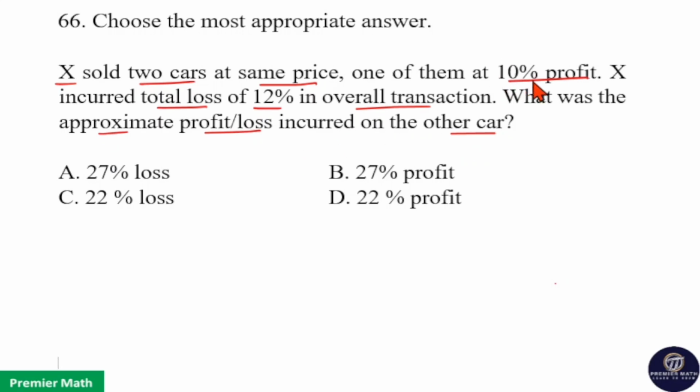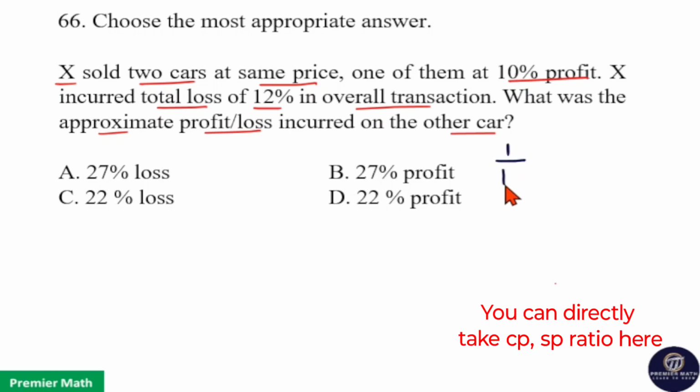Here, X sold one car at 10% profit. Here 10% means 10 by 100, that is 1 by 10. Profit means plus 1 by 10. Here 10 parts is the cost price and 1 part is the profit. Then cost price plus profit is equal to sell price. So 10 plus 1, 11 is the sell price here.